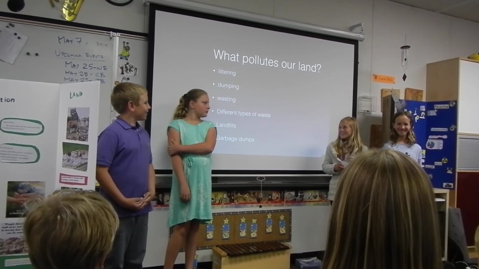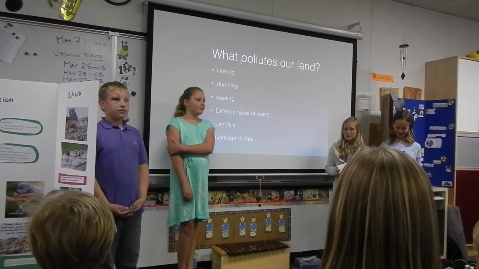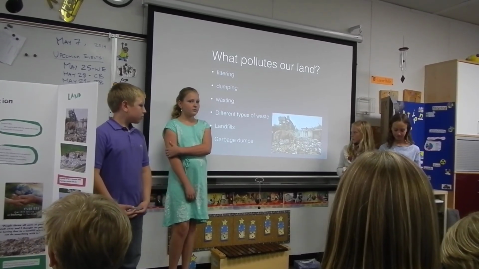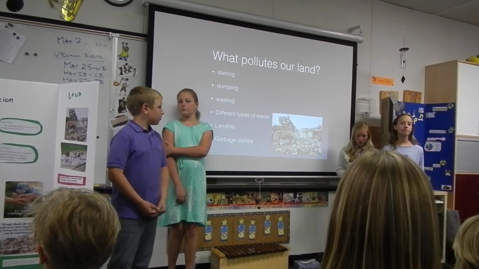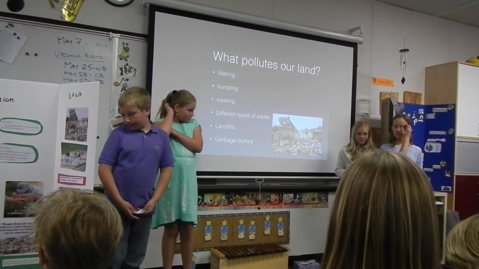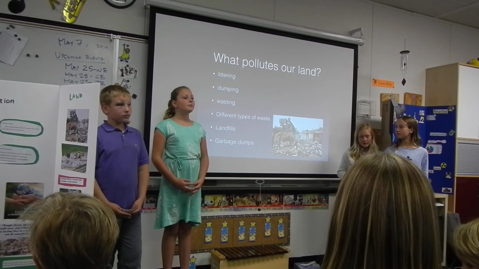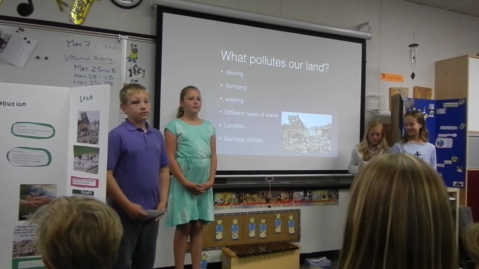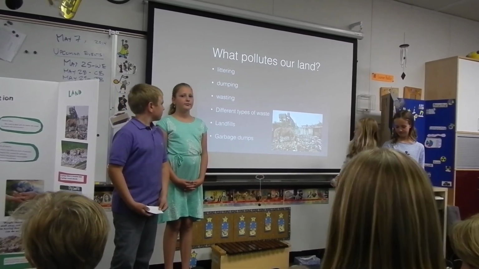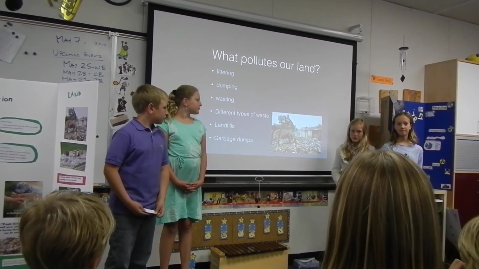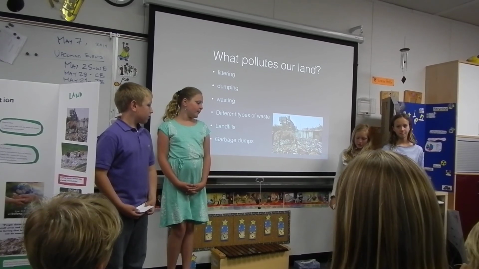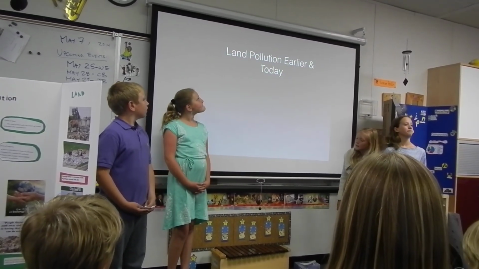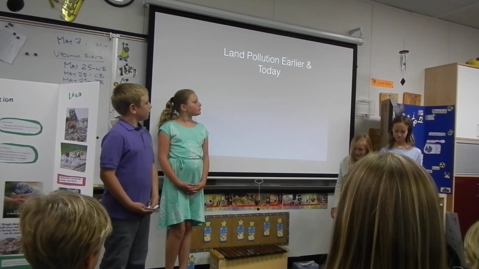What pollutes our land? We pollute our land when we litter, when we dump stuff on the floor, when we waste, like not recycling and not composting. Different forms of waste, like aluminum, plastic, glass, and paper, landfills and garbage. And here you see that an animal is eating all the garbage because we threw it on the floor and there's nowhere else to go. Land pollution today and earlier.